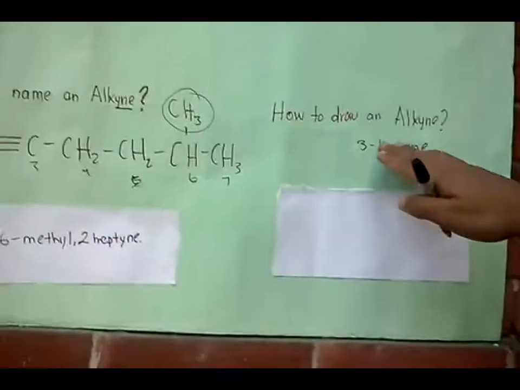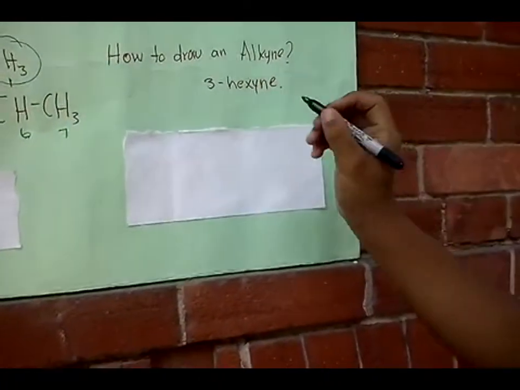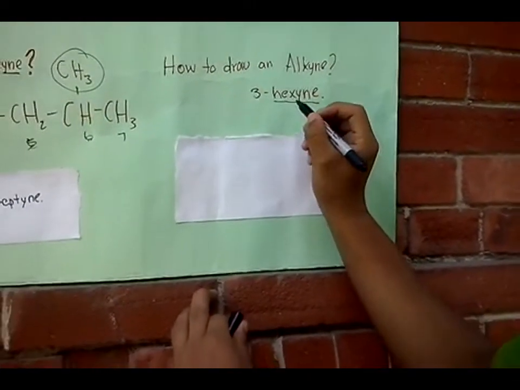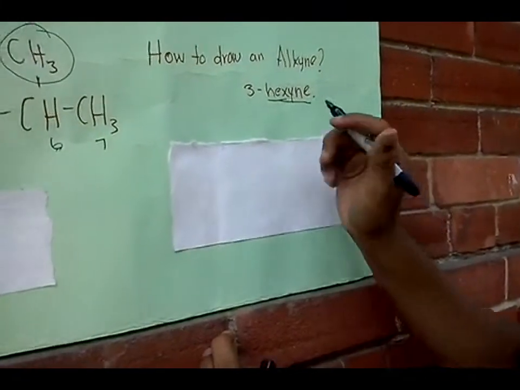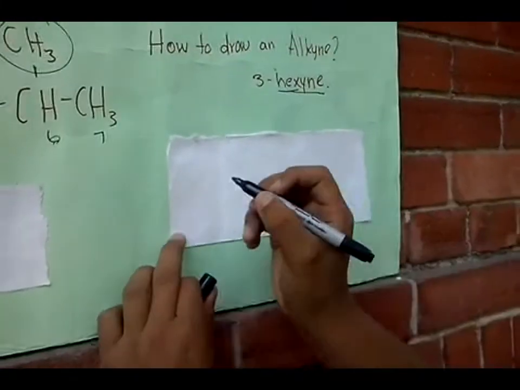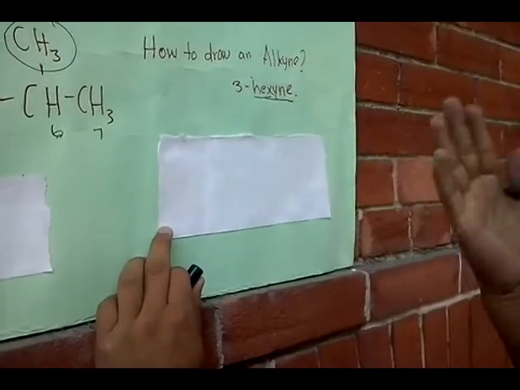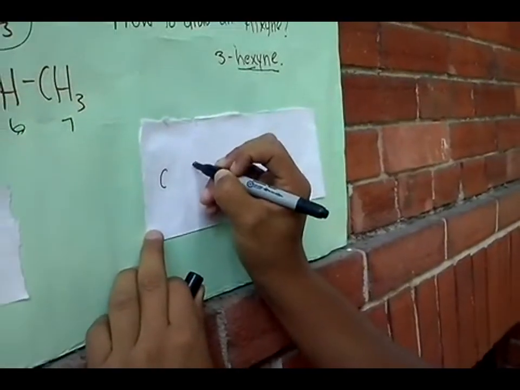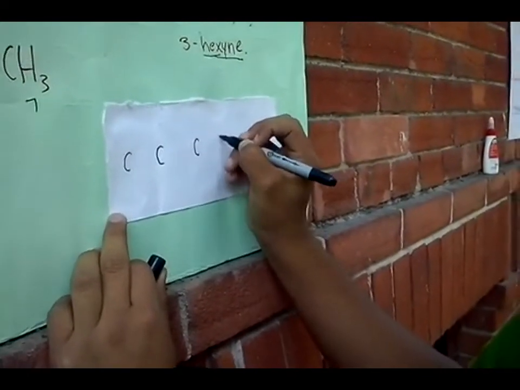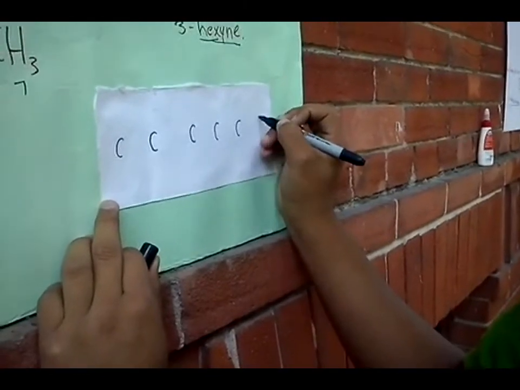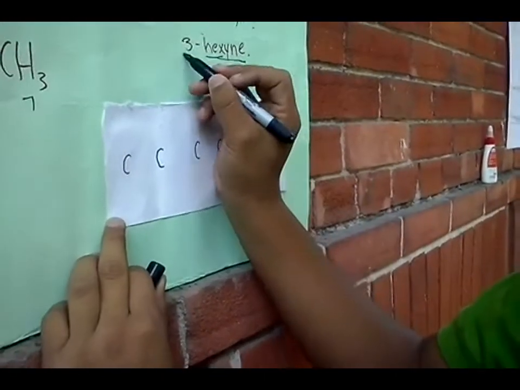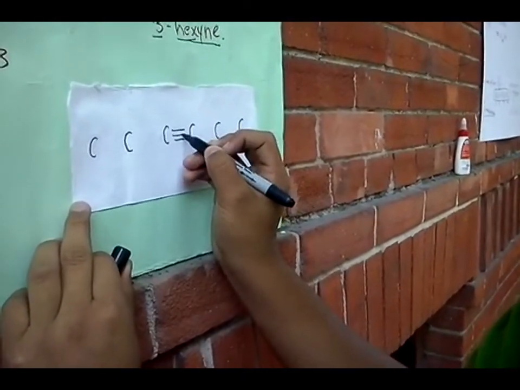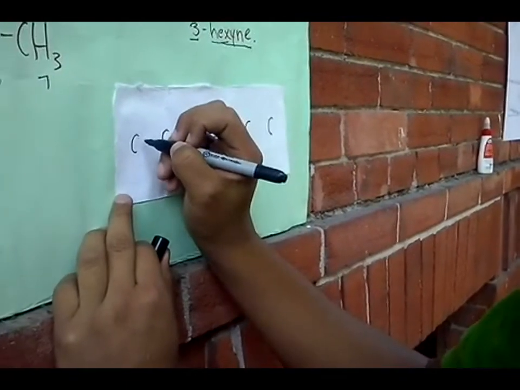Also, how can you draw this one? First, you can observe that this part begins with hex. This says that you can draw 6 carbons, and the third is the triple bond, and you fill with H.